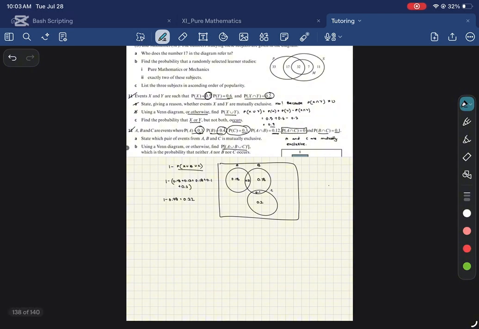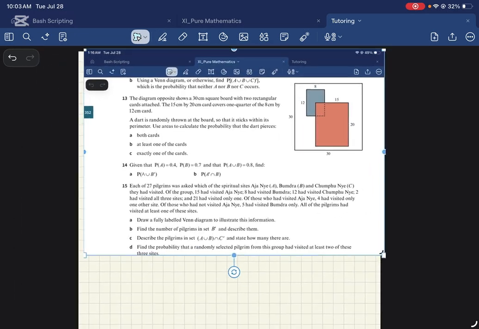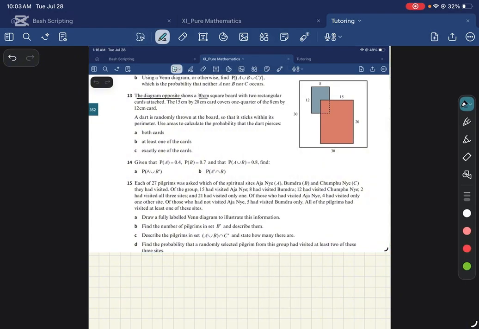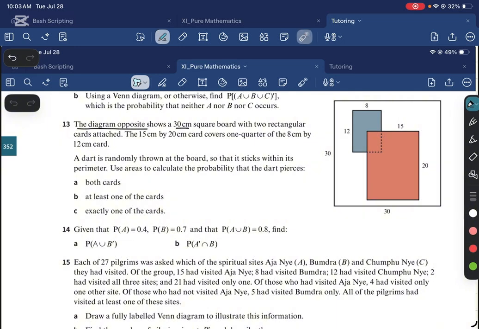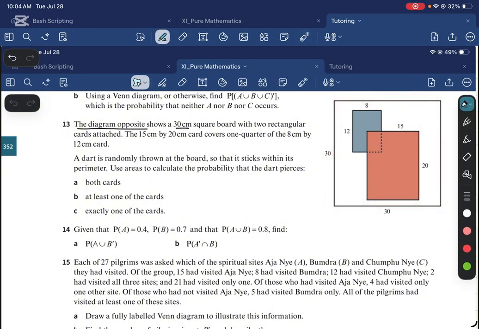All right, so let's continue on with question 13. The diagram opposite, which means this one, shows a 30 centimeter by 30 centimeter board with two rectangular cards attached. The 15 by 20, so basically we just want to look at the diagram. A dart is randomly thrown at the board so that it sticks within its perimeter. So basically, this whole thing is the board. And use the areas.